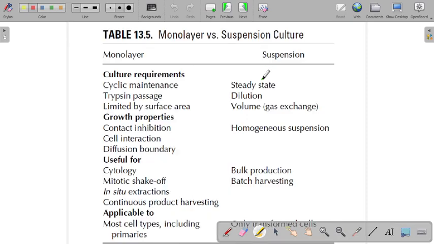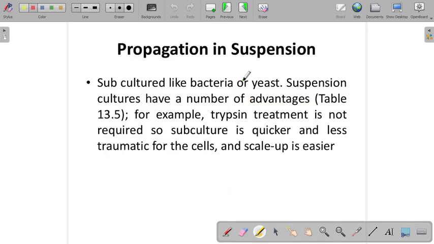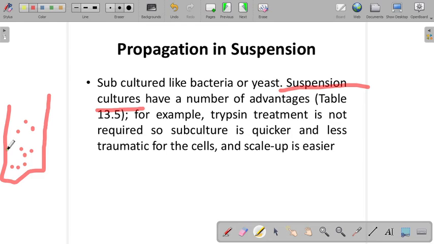There is one term, suspension culture. Suspension culture means there is no attachment of cells; the culture is directly present in the flask in a floating fashion. Such a type of culture we generally have for hematopoietic cells or blood cells. We culture lymphocyte cells in suspension fashion. That's what is called suspension culture.